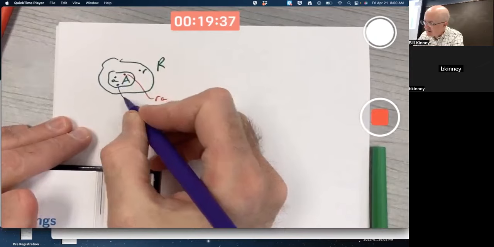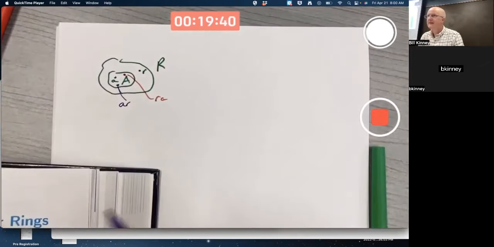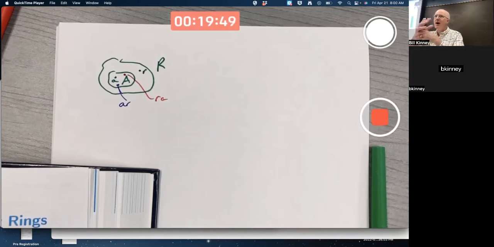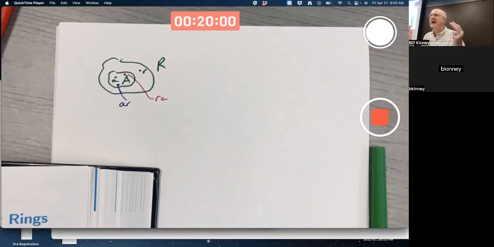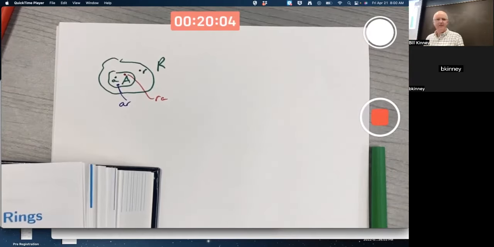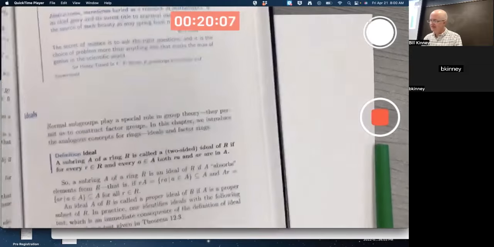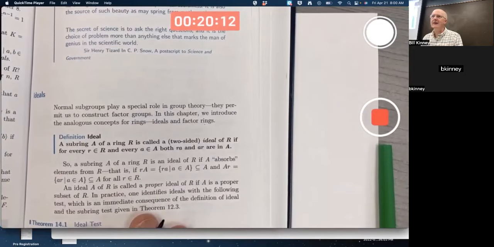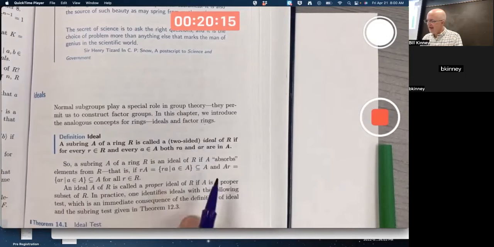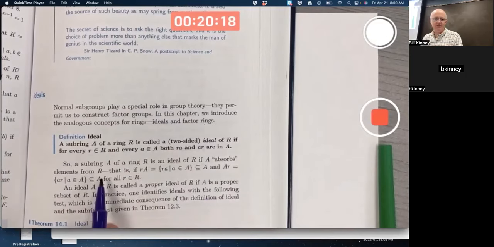Let's draw them as if they're different. r itself is not getting sucked into A, but by multiplication times elements of capital A, the product gets sucked into capital A. Superclosure. It's almost like it's collapsing the entire ring to A or something. That's not literally what's happening, but it's just kind of a fun thing to imagine. Okay, that's the definition of an ideal, a two-sided ideal. We will only talk about two-sided ideals, not one-sided ideals. Yeah, capital A absorbs elements from capital R.